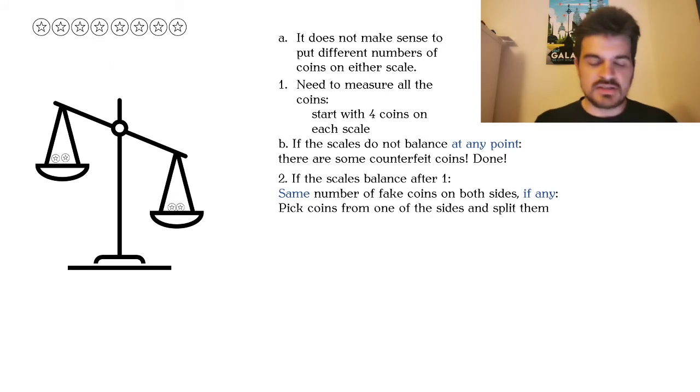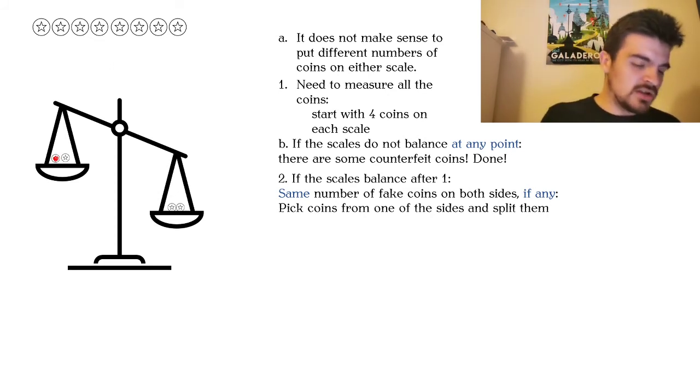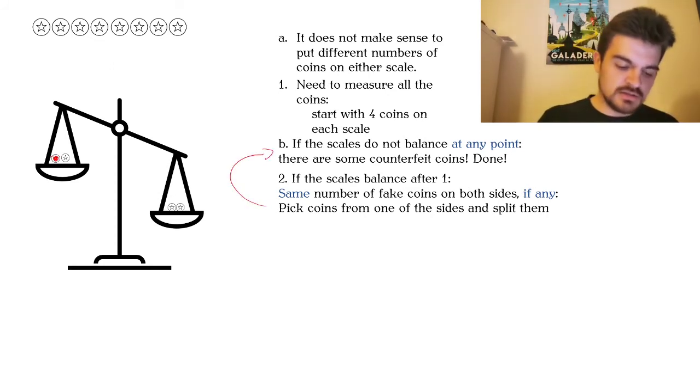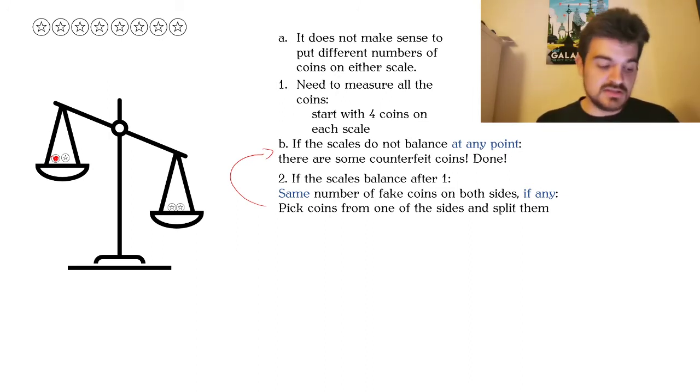Again, 2 things can happen. If they don't balance, then we have the same situation. If they don't balance, that means that some of them are counterfeit. So this is the end. We don't have to do anything else. We just did 2 measurements, and we found out some of the coins are counterfeit. We don't have to do anything else, right?